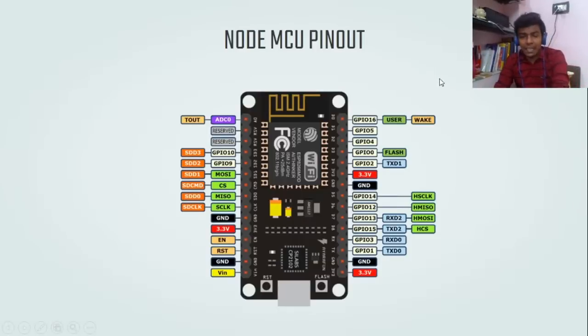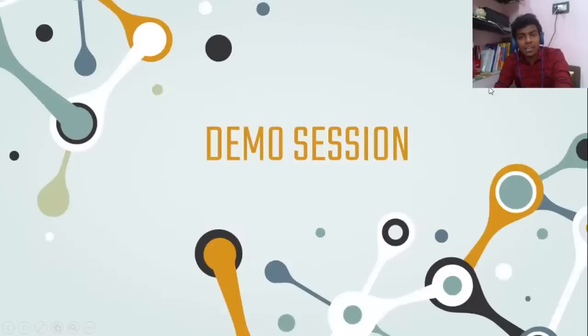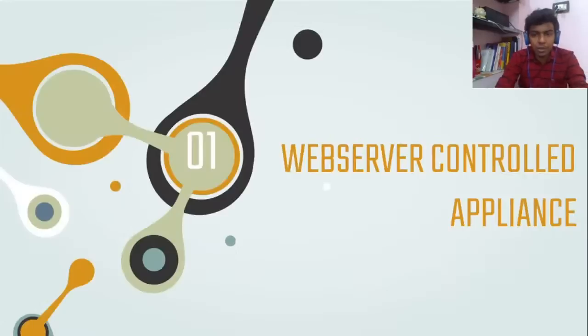So this is the device, and this is the pinout of this NodeMCU, guys. On the right side we have digital pins. On the left side, at the top, we have A0, which is an analog pin, so we can connect analog kind of sensors. Okay, so now we are in the demo session, guys.